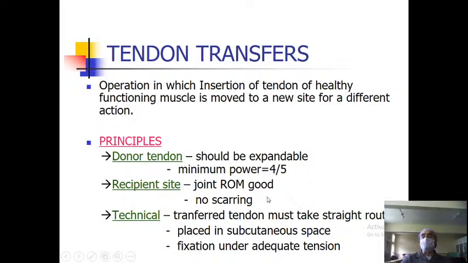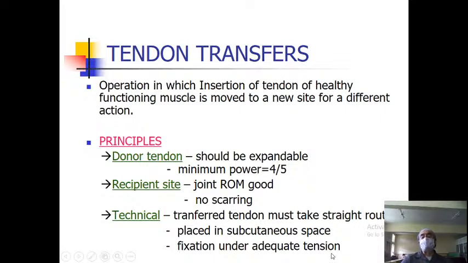Technically, it should be in a straight line. If it is made to run around in loops, then it will not be possible to exert its action. So it should be a straight line and it should be placed in subcutaneous space so that it can move freely. There should not be any hindrance when the muscle is contracting and the tendon is sliding. There should not be any speed breakers in its path. It should be something like an expressway.